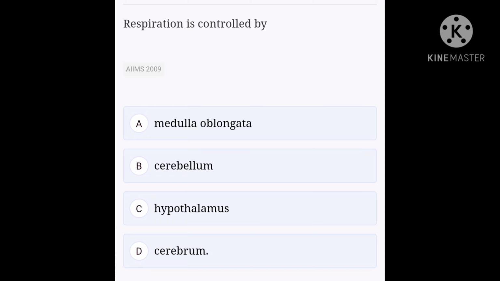Respiration is controlled by option A medulla oblongata, option B cerebellum, option C hypothalamus, option D cerebrum. Option A medulla oblongata is the right answer.